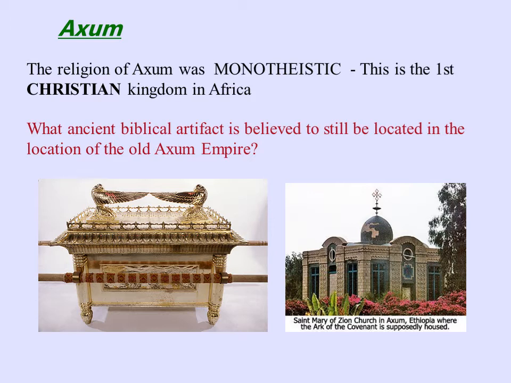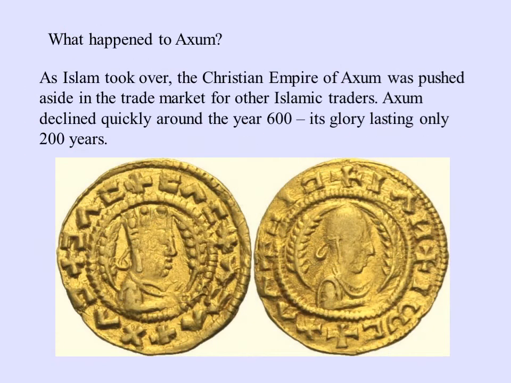Now, don't forget, because this is one of the most important things about Axum, it is, like I said, the first Christian kingdom in Africa. Now, this is going to end up being a bad thing, because others around them are going to turn to Islam. And so the Christians are left there all by themselves in the middle of an Islamic sea. And, of course, Muslim people are going to trade with Muslims before they're going to trade with Christians. And so Axum is going to have an issue with that. And so here we go.